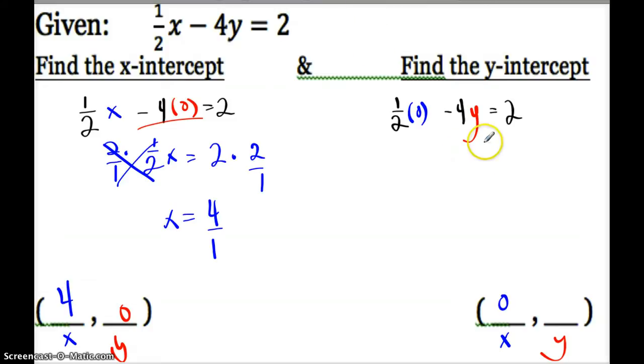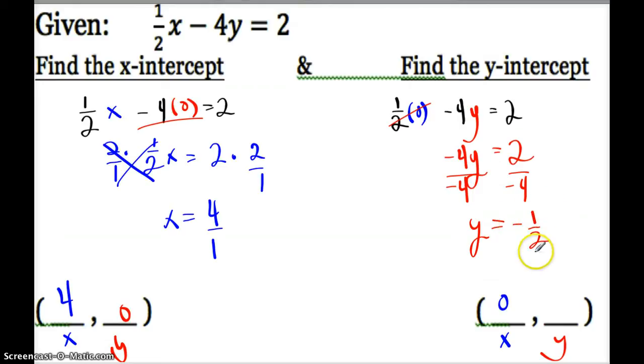On the right, repeating the process again. 1/2 times 0, easy, it's gone. Negative 4y equals 2. Divide by negative 4 and divide by negative 4. Y equals negative 1/2. Reduced. So negative 1 over 2.